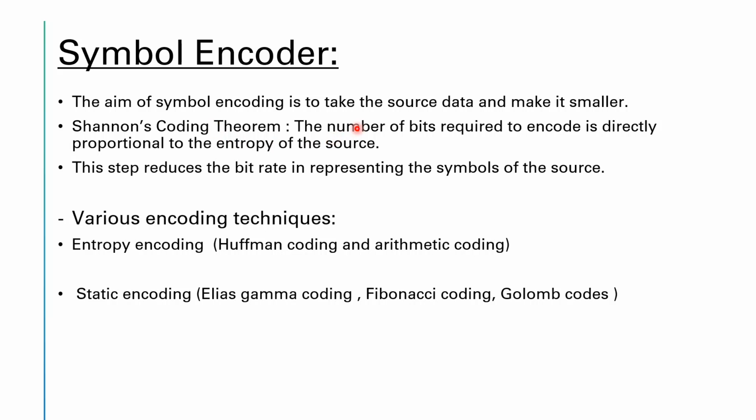According to Shannon's coding theorem, the number of bits required to encode is directly proportional to the entropy of the source. If the information entropy is more, then it contains more information, so we need more bits to encode it. Vice versa, if it has less information, we need fewer bits to encode it. This step reduces the bit rate in representing the symbols of the source. Various encoding techniques, such as fixed length coding, entropy coding and static encoding, are used.